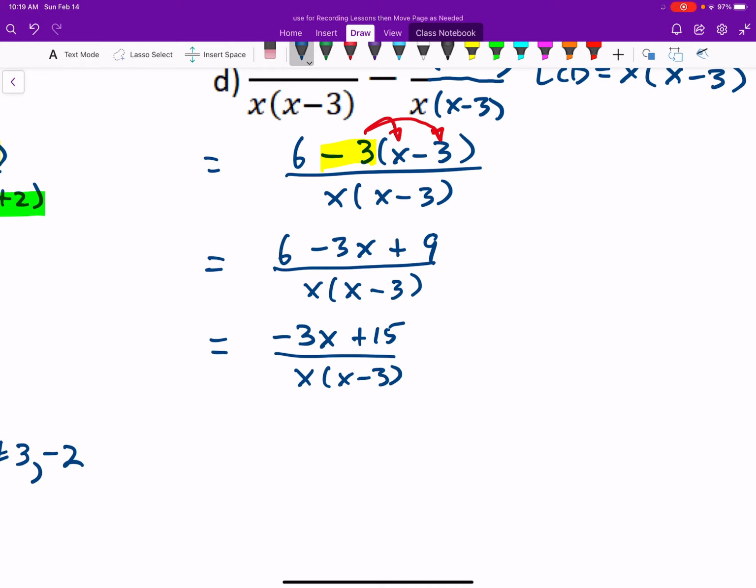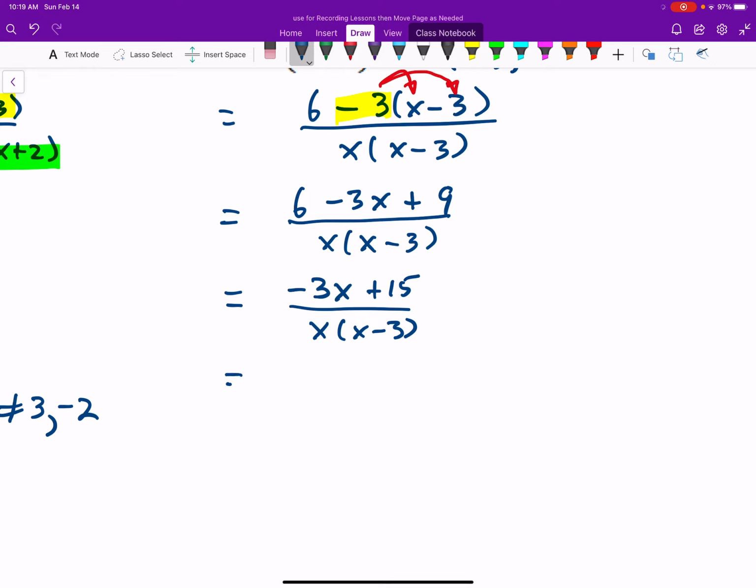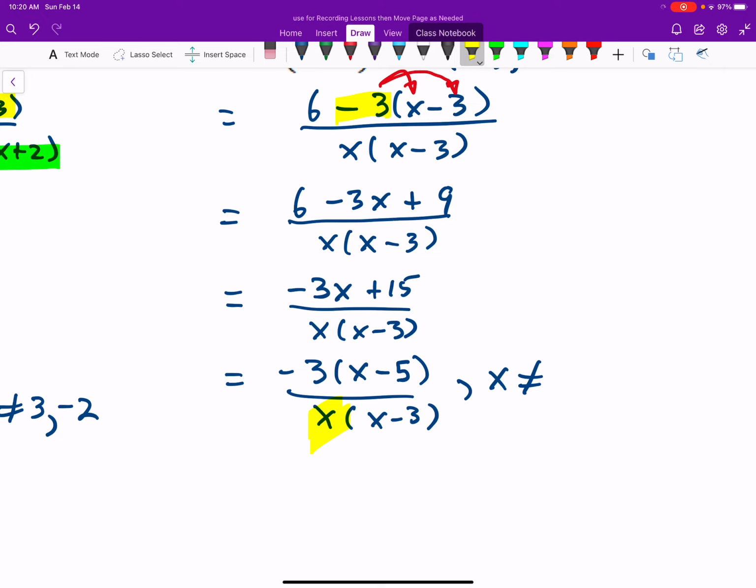Now, can I factor? I guess I can factor in this case. I can take out negative 3 as a common factor on the top, and I'm left with x minus 5 on the top. But even that I can't reduce, right? I could leave it. It's good to factor if possible, so I can see if I could reduce, but I couldn't in that case, so I'll have to leave it like that. And my restrictions: x can't equal 0 from this x here, and x can't equal positive 3 from that one. So those are my restrictions there.